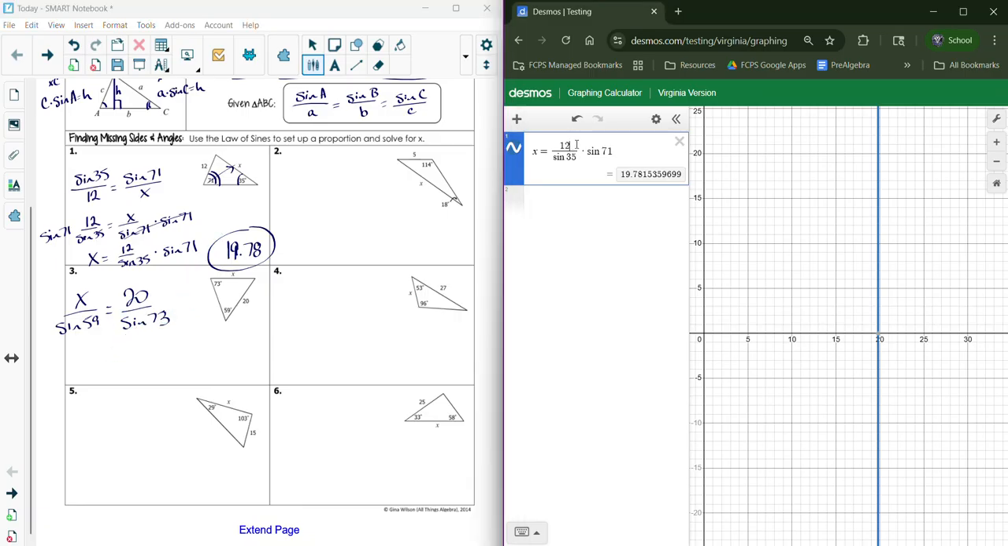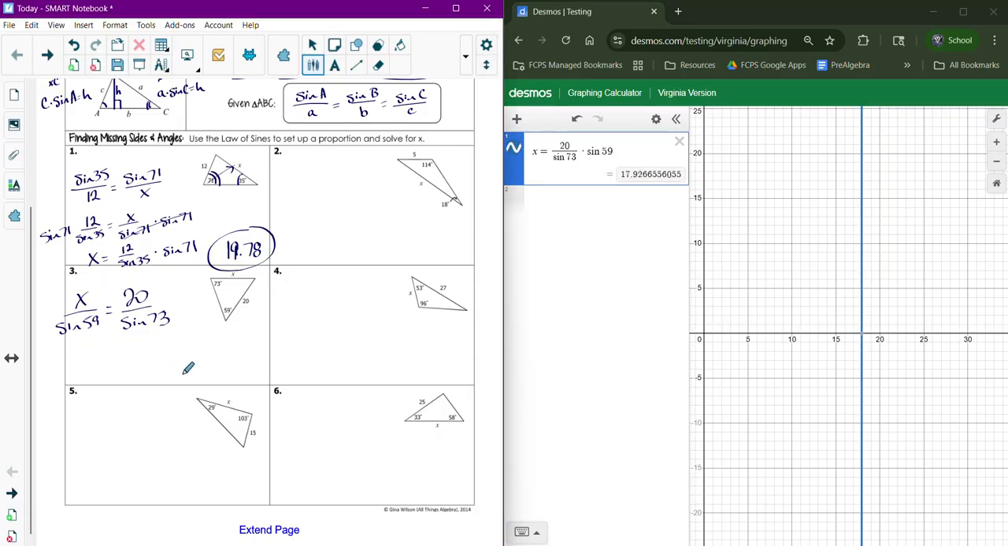And I'm really just going to keep this in the calculator to make this as easy as possible. 20 over now sine of 73, that side, and I'm multiplying the sine of 59 to the other side. So I'm going to change that to 59. So that tells me that x is 17.93.